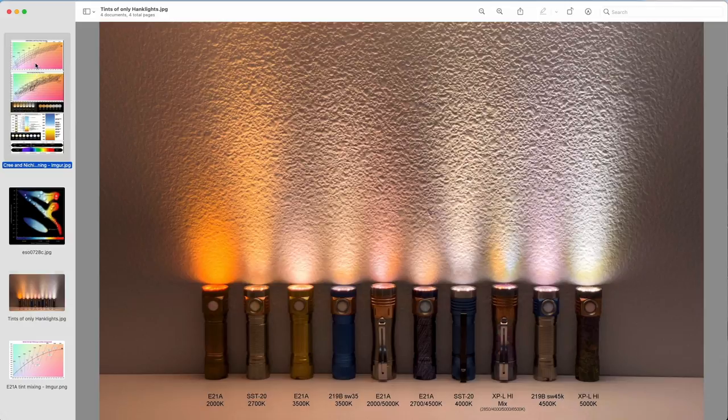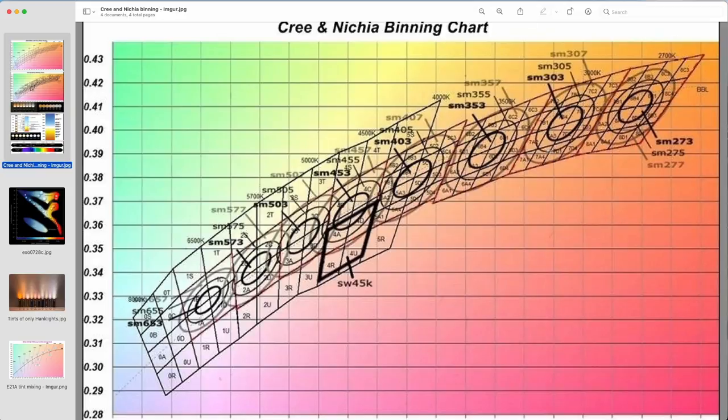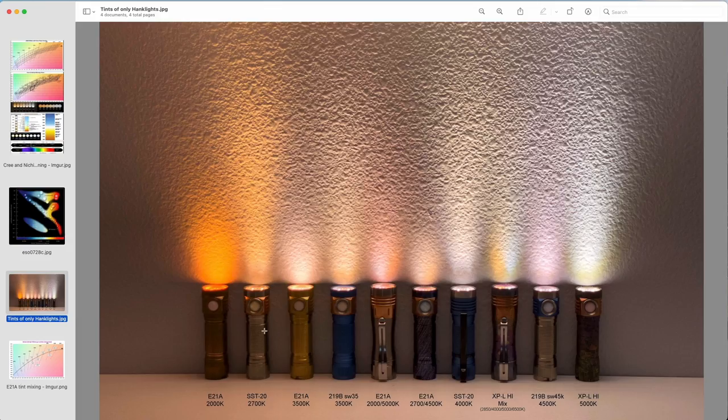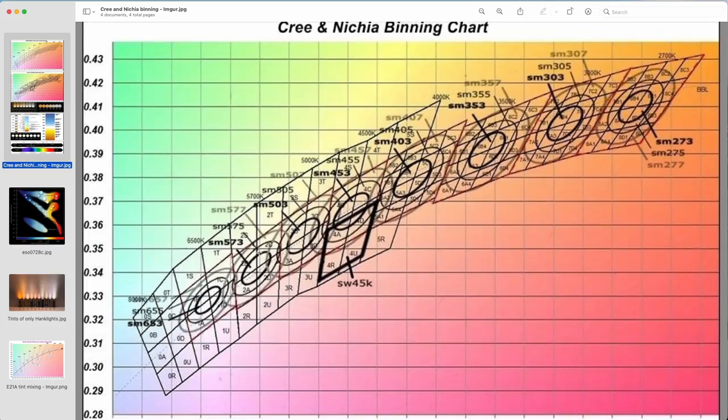So that's how this chart with the different bins, and the bins are these letters and numbers, relates to the real world examples. So sometimes you'll be ordering a flashlight and they'll say, this is a SST light, but it's an FA3 bin. And what they're referring to is these numbers. Now, if you look on this chart, you're not gonna find an FA3 bin because this is not a Luminus branded chart. So you'll have to look up the correct chart of tint bins for the emitter you're looking at.